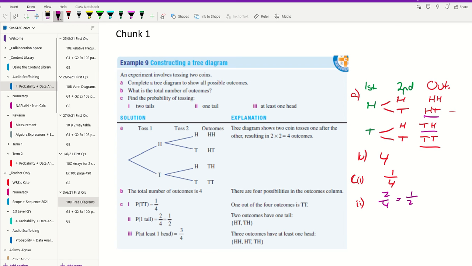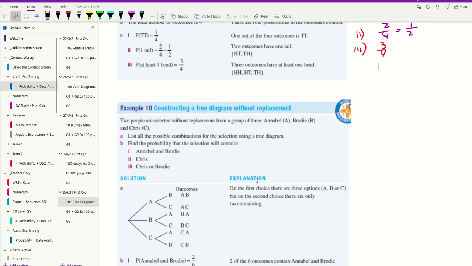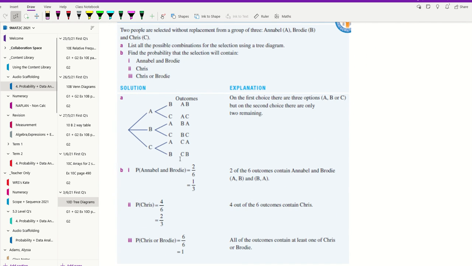And then my last one asks what is my probability of tossing at least 1 head. So that gives me the possibility of one head or two heads because I've got at least. So there are three possibilities for that. I've got my previous two plus the two heads. 3 on 4. So that is all we need. That's our example for our chunk 1.